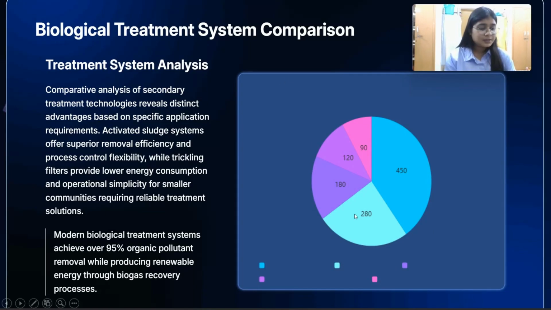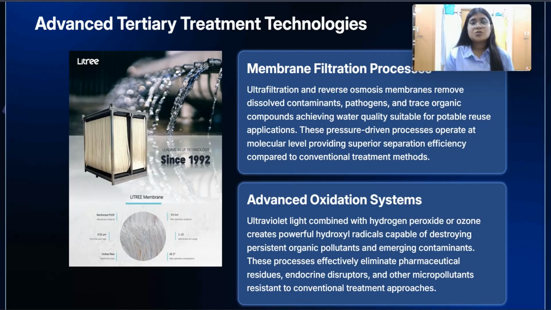And trickling filters are giving 280, rotating contactors 180, sequencing batch reactors 120, and membrane bioreactors working at 90%, we can say. So after that, advanced tertiary treatment technologies. In advanced tertiary treatment technologies, membrane filtration processes and advanced oxidation systems are there.